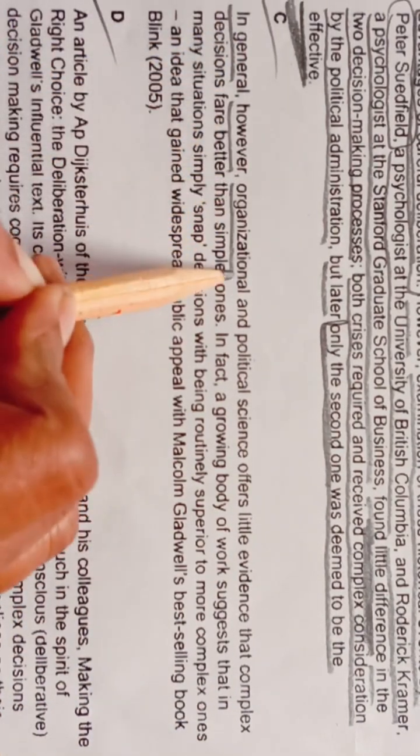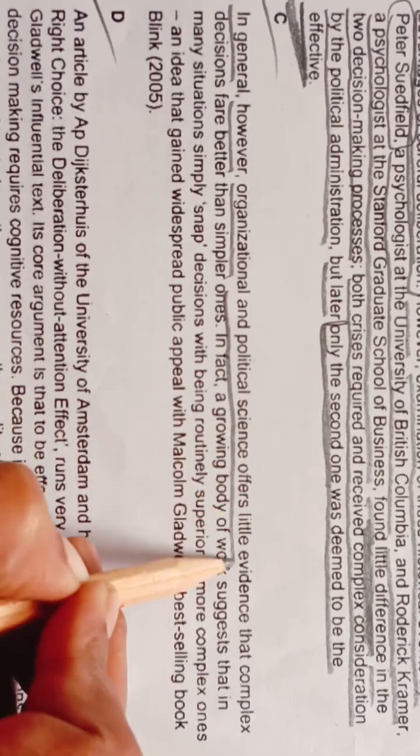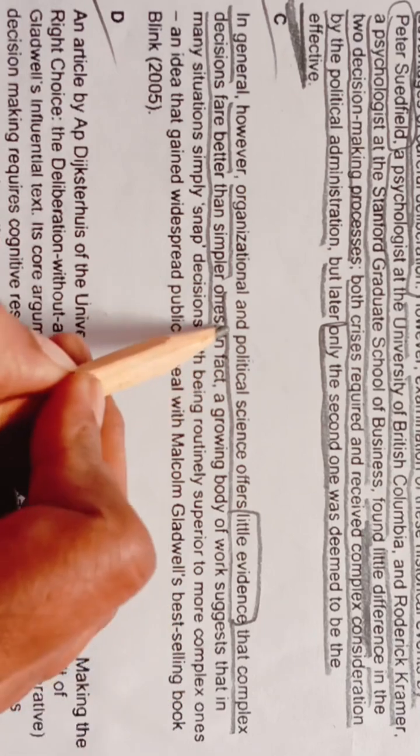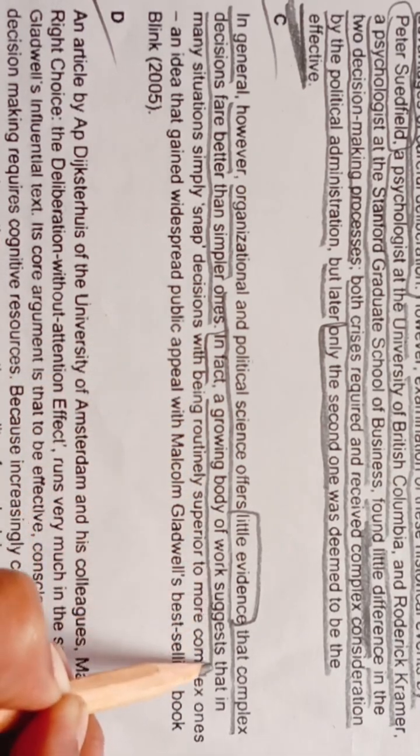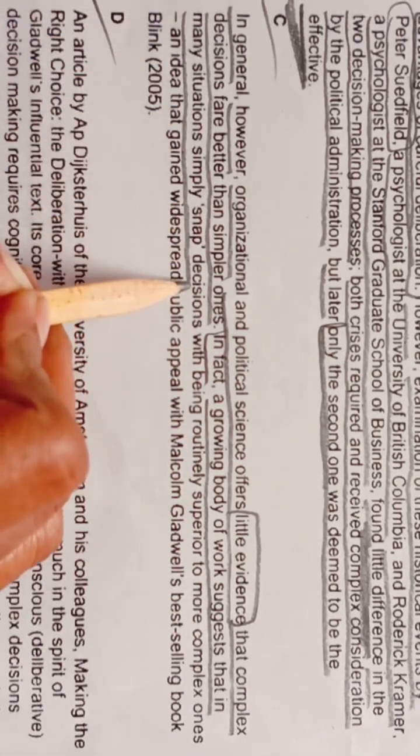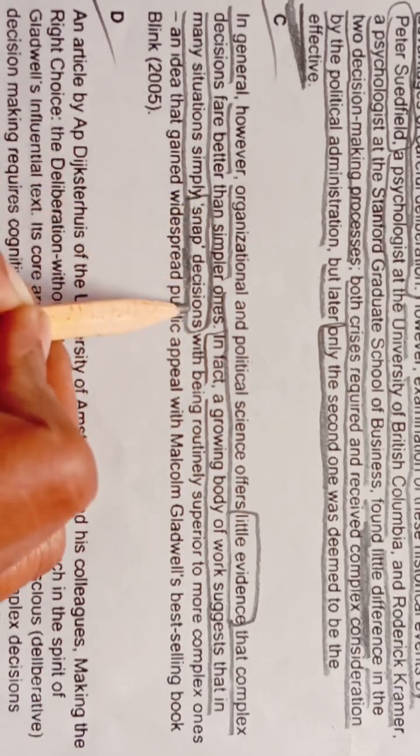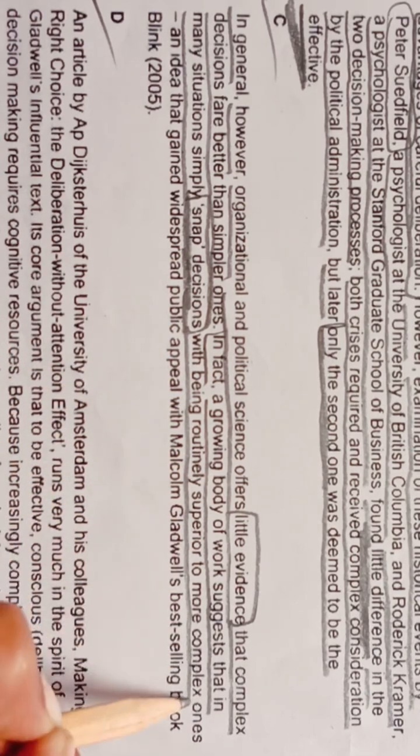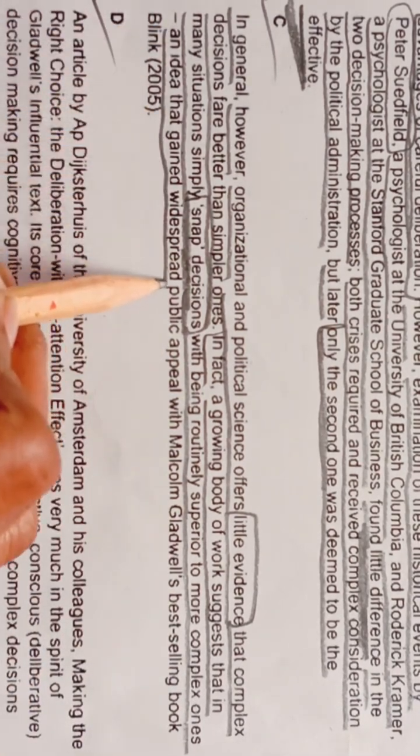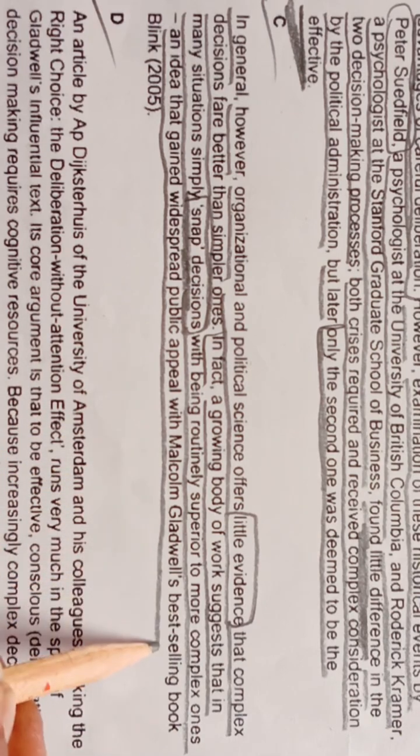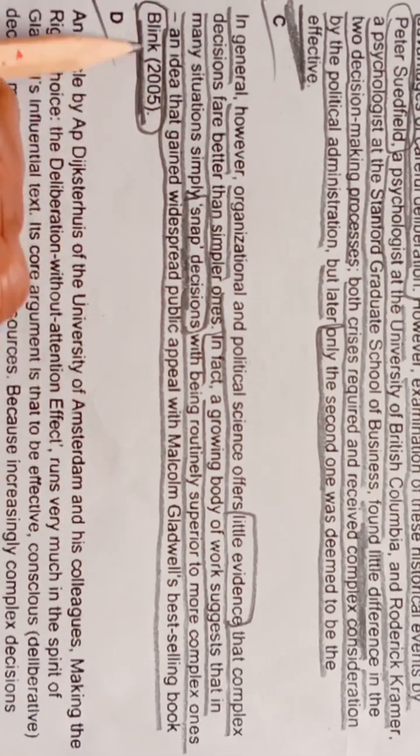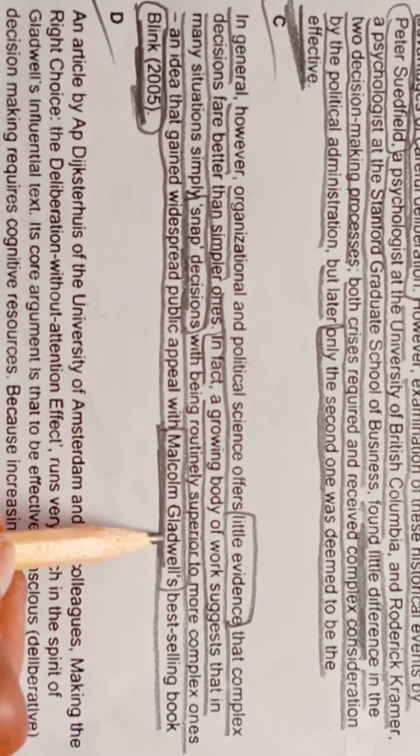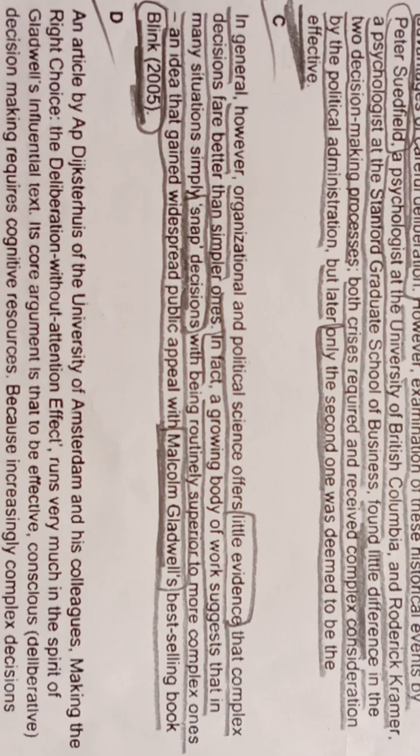In general, however, organizational and political science offers little evidence that complex decisions fare better than simpler ones. In fact, a growing body of work suggests that in many situations, simply snap decisions are routinely superior to more complex ones, an idea that gained widespread public appeal with Malcolm Gladwell's best-selling book Blink, 2005. So here we are getting our keyword Malcolm Gladwell.